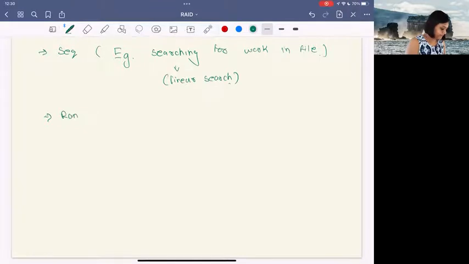Second, random. A practical example of a random workload, well, you can come up with many, but one of them could be a transactional workload on a database management system. They are mostly random in nature.